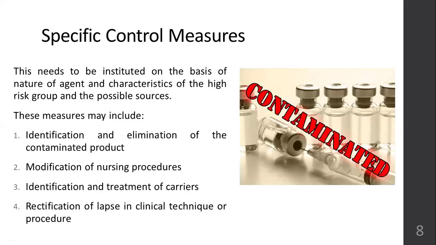Specific control measures need to be instituted on the basis of the nature of the agent, characteristics of the high risk group, and possible sources. Based on these three areas, you will select the specific control measures. And what does it include? First, identify and eliminate the contaminated product. Maybe a single water source led to the outbreak. Stop using that water source, put up flyers that say do not use this water source, take it away. Eliminate that water source or water filter.